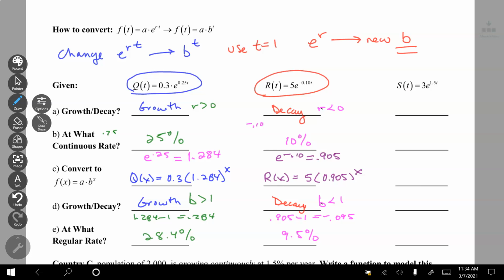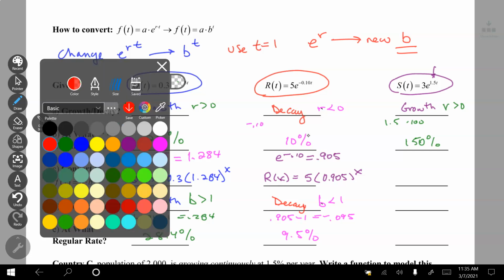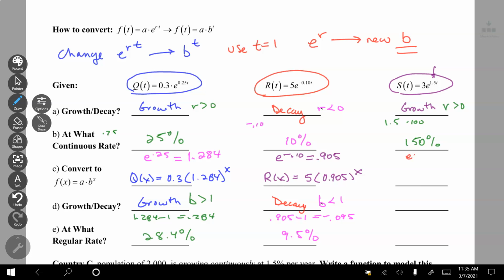For this last one, I see this number here is bigger, it's a positive number, so this is definitely growth because I have an R value that is positive. That R value that I see here is 1.5, and 1.5 times 100 means I have 150% continuous growth. That's a lot. I'm going to convert this in my calculator. I'm going to do e to the 1.5 on my calculator to figure out what that value really is.